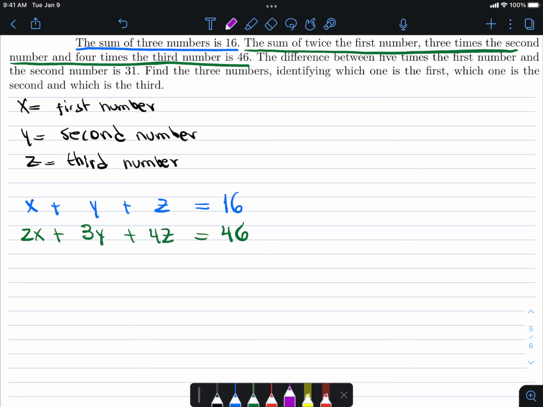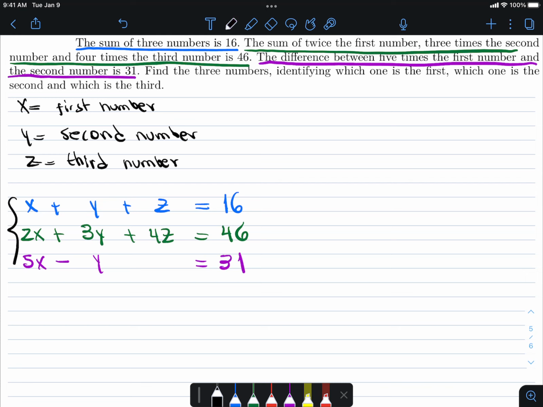And then finally, we're saying that the difference, so things are changing a little bit now. Difference is subtraction, right? One minus the other. The difference between 5 times the first number and the second number is 31. So only the first and the second are involved. Okay, so 5 times the first number minus, because it's the difference, the second number equals 31.